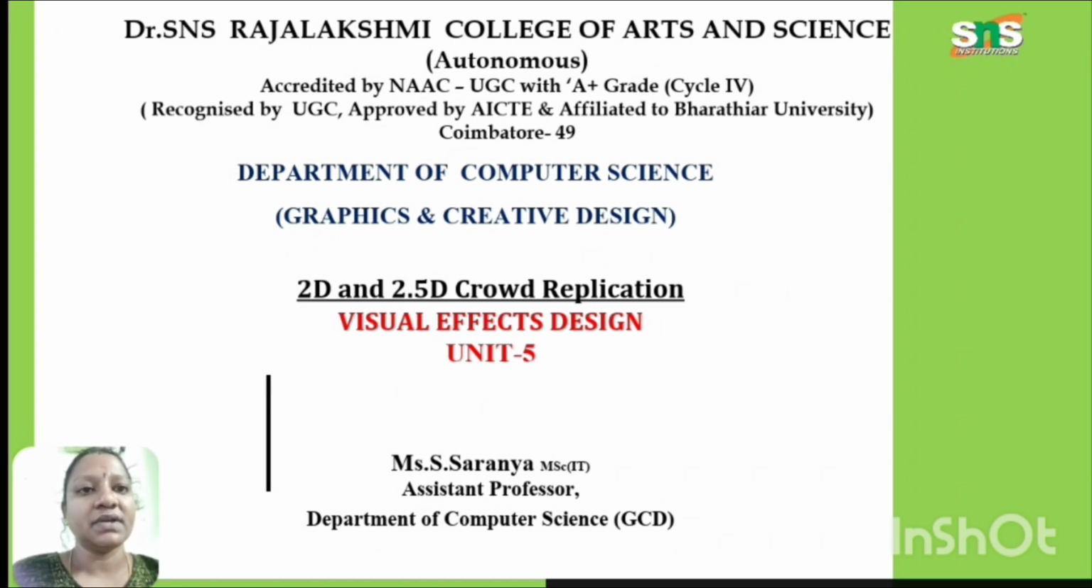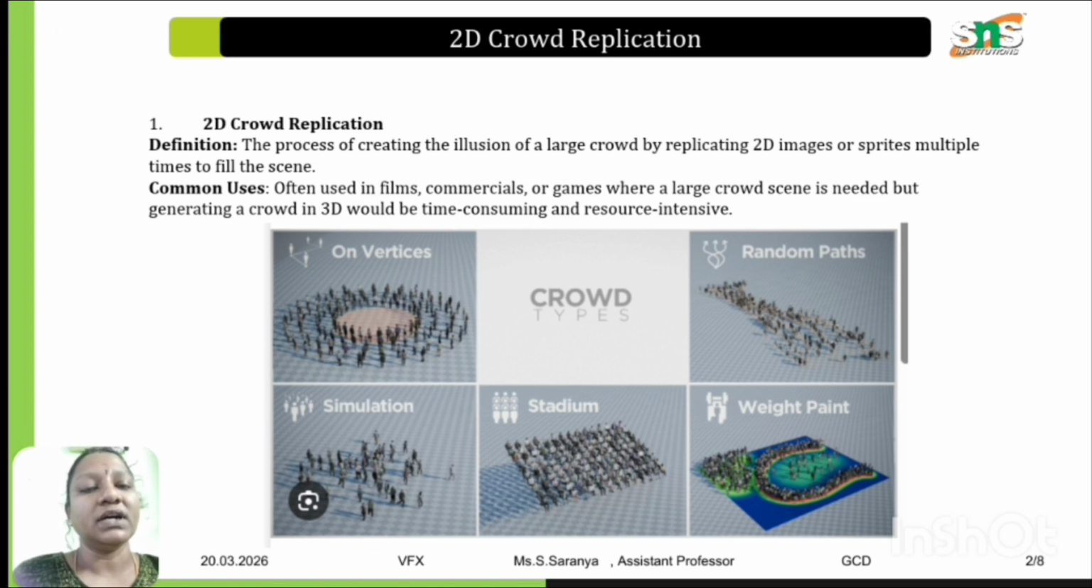In this video, we are going to see about 2D and 2.5D crowd replication in Unit 5 of visual effects design. Why are we creating 2D crowd replication? For some processes of creating a large crowd, we can't afford to hire that many people or particular positions. We can use this process of creating the illusion of a large crowd by replicating the 2D images multiple times to fill the scene.